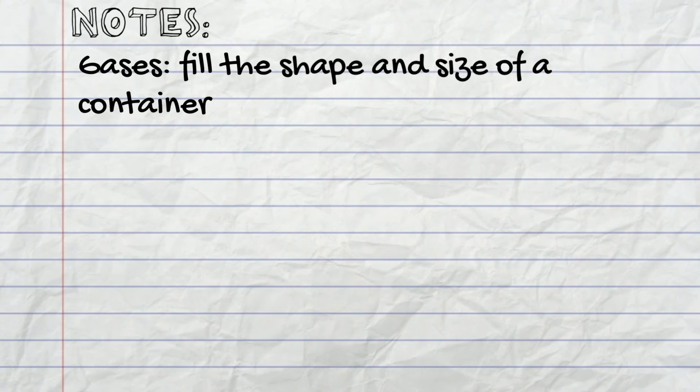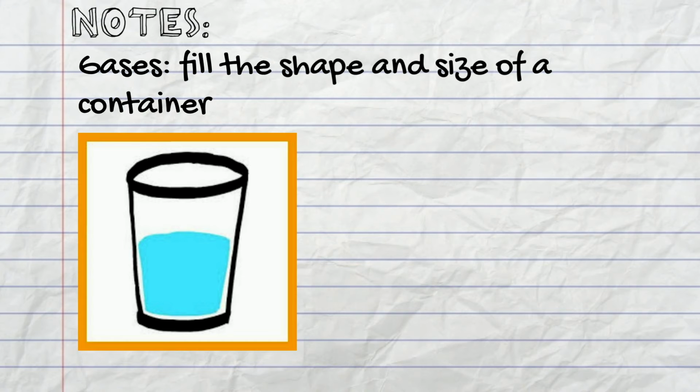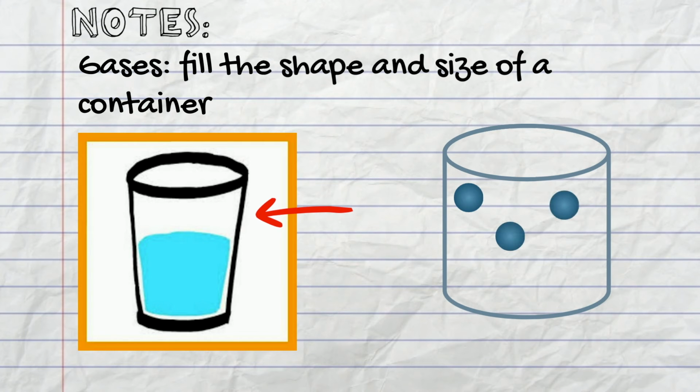Gases can fill the shape of a container like liquids, but they can fill up any sides, unlike liquids. If you pour a cup of water into a big container, it won't fill up all the way because you don't have enough water. But if you trap air or any gas into the container, it will fill up the whole container. Pretty cool, right?